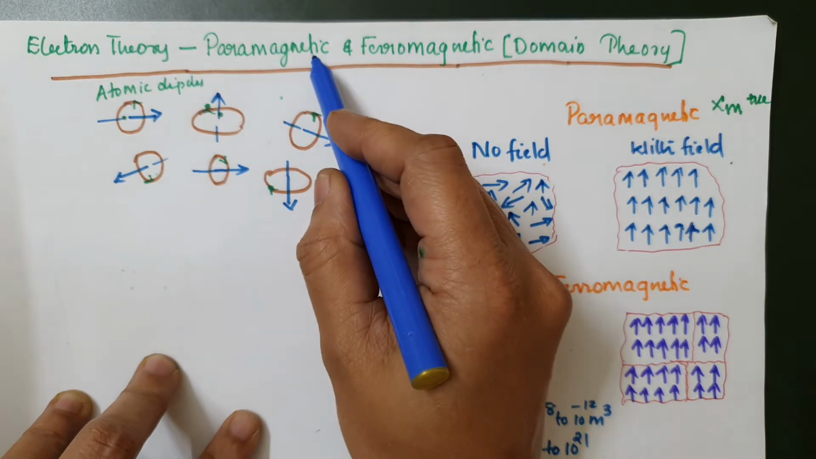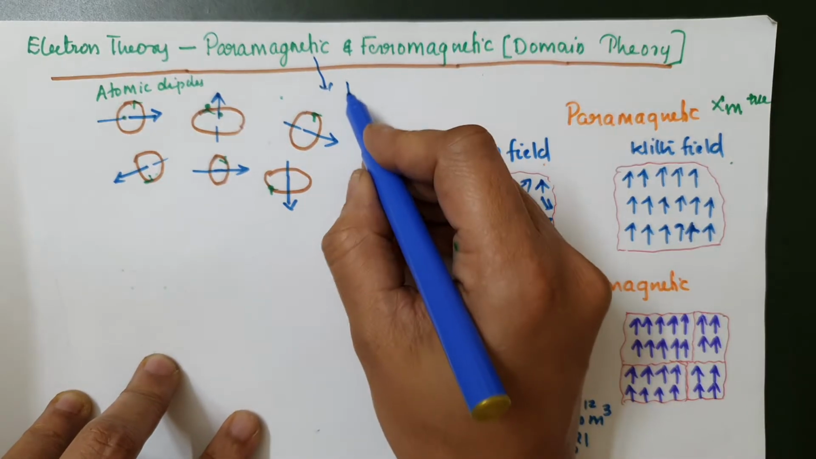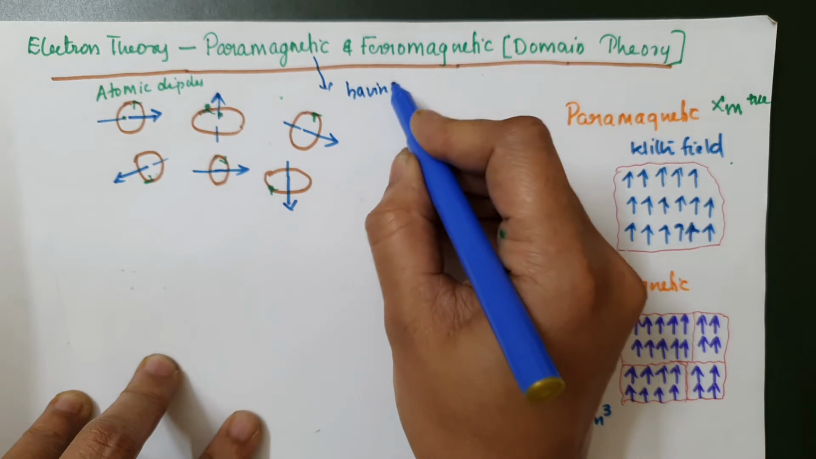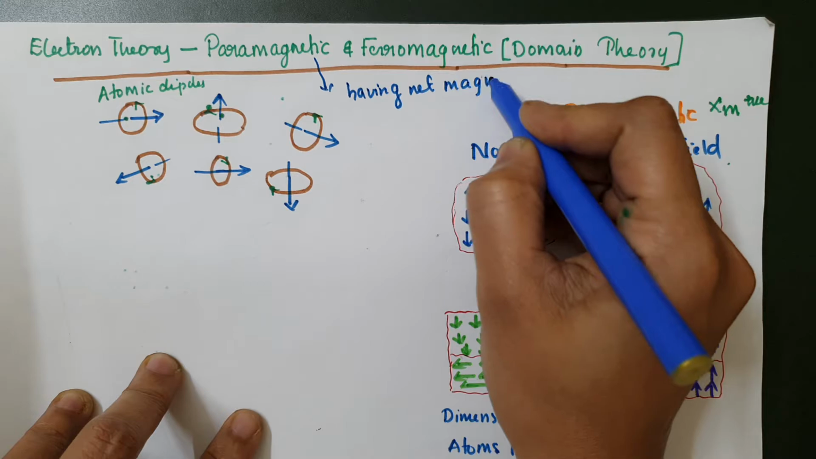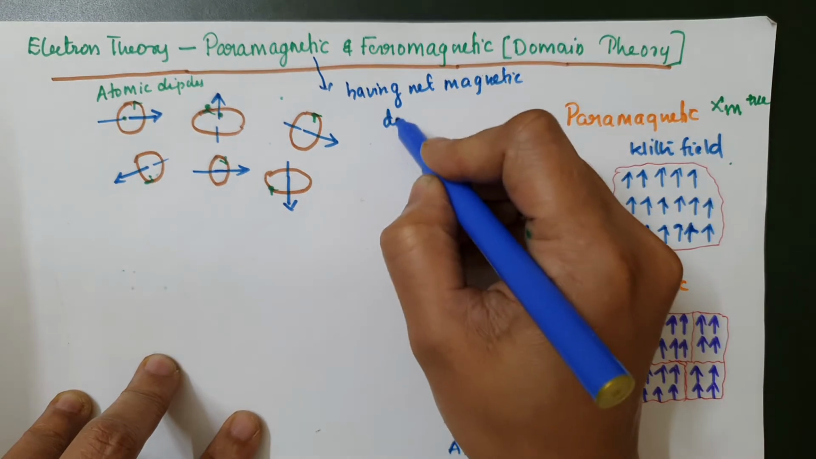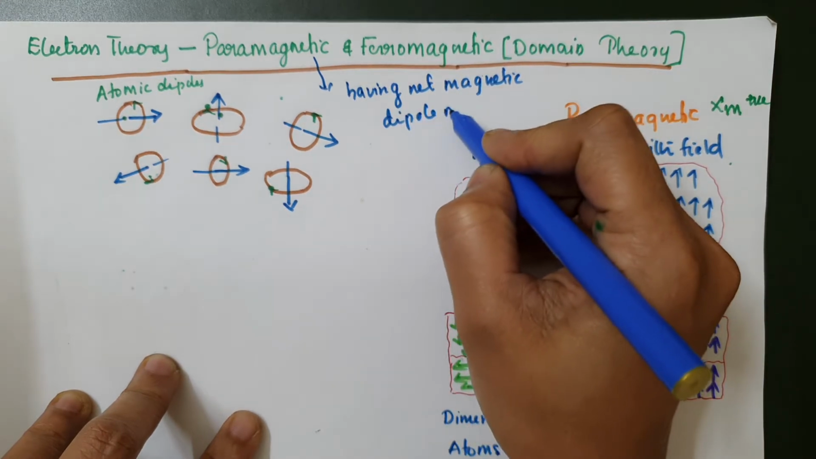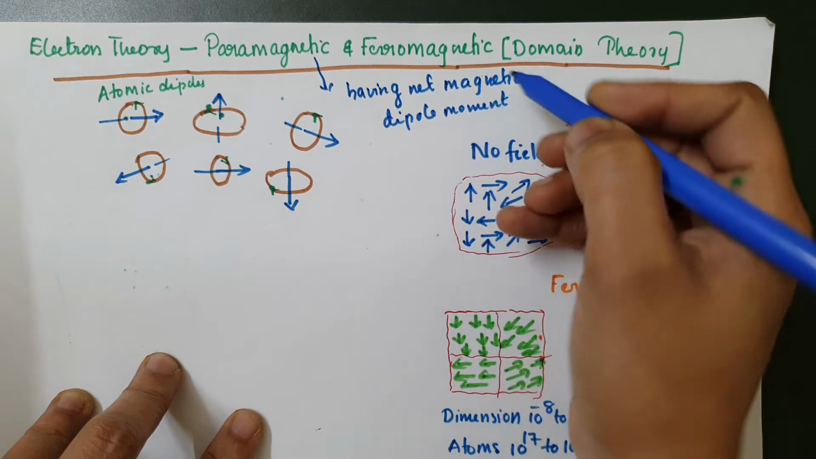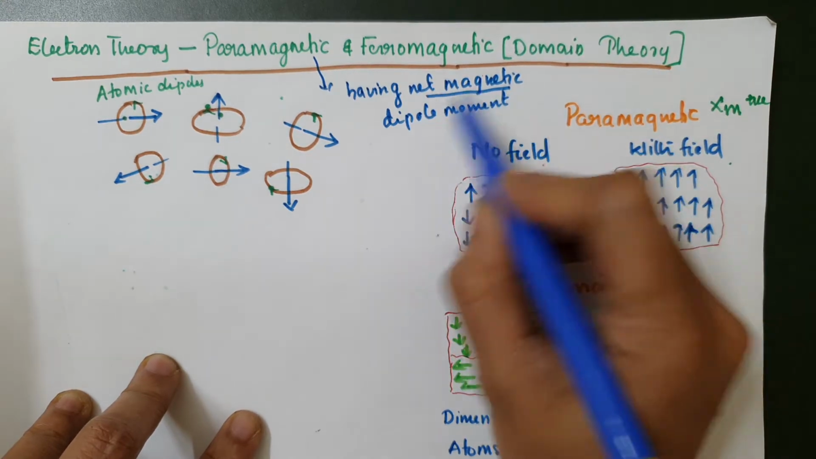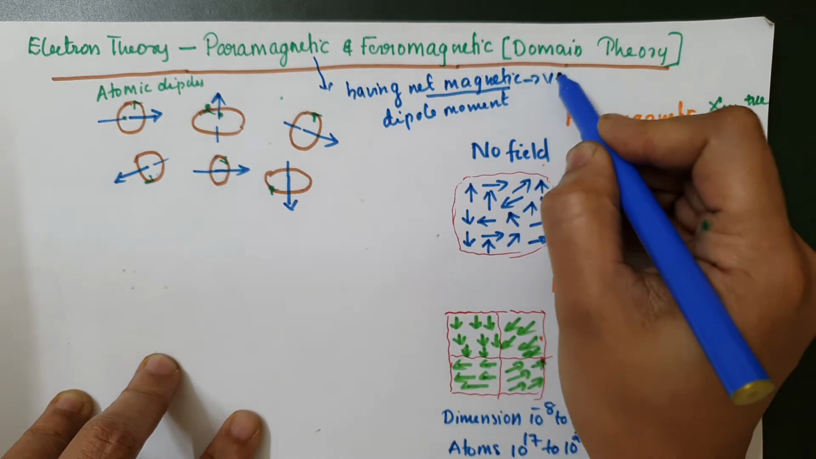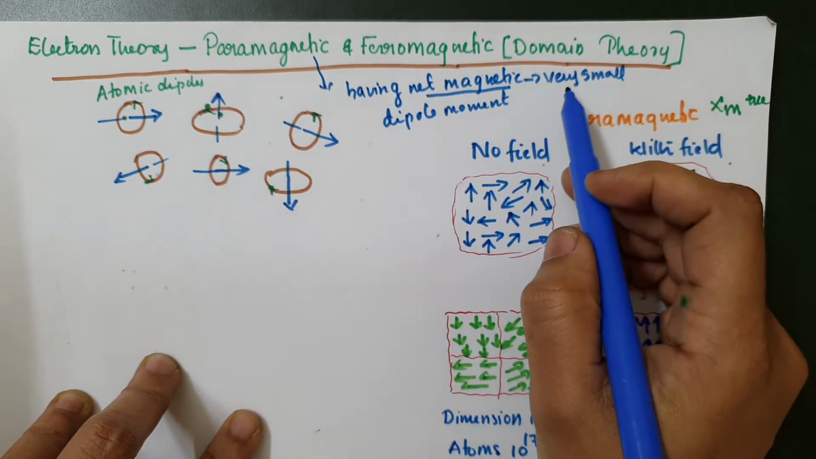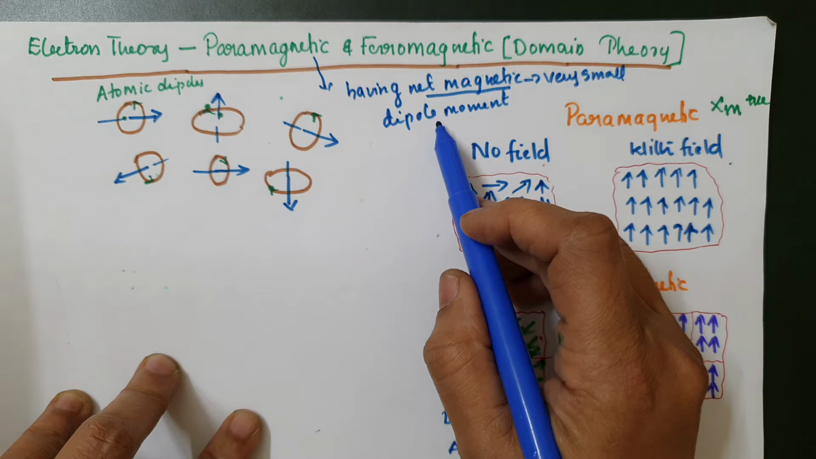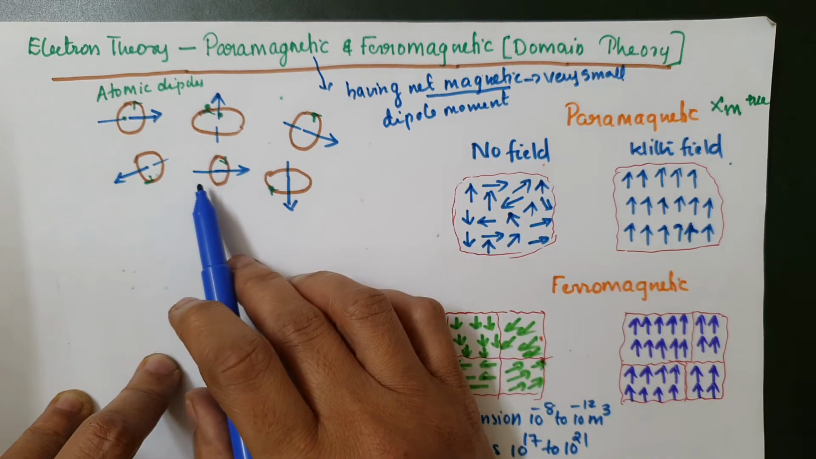That is, the materials having a net magnetic dipole moment, but the net magnetic dipole moment is very small. That is, the materials having a very small magnetic dipole moment are called paramagnetic materials.